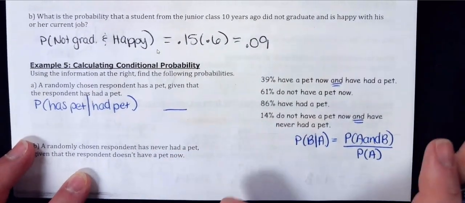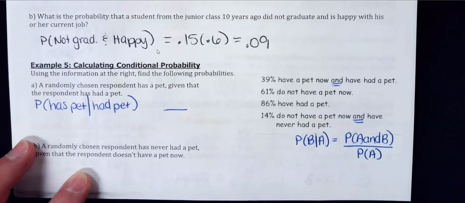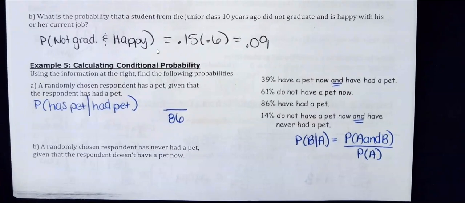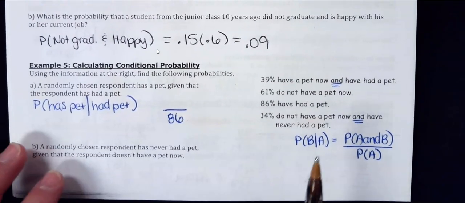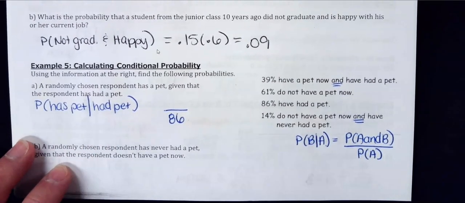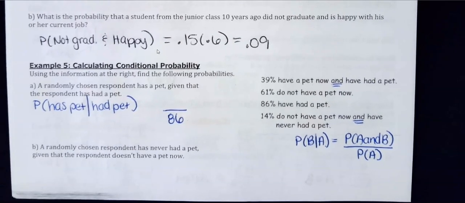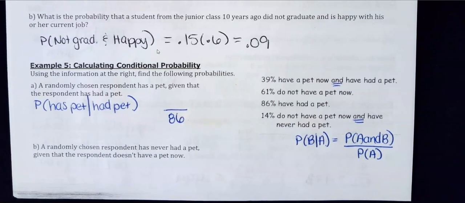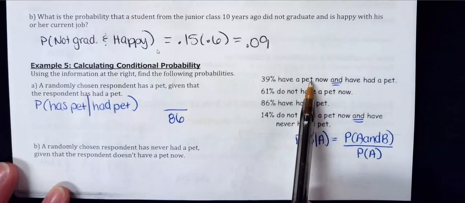Now, you can write that as 0.86. You can write that as 86%. You can just write 86 if you want. These will all give you the same thing as long as you're consistent. Okay, now, what number out of that group would you put on the top of that fraction? You don't have to subtract anything. You're just going to grab something off of that table. It's the 39. Okay. Have a pet now and have had a pet.